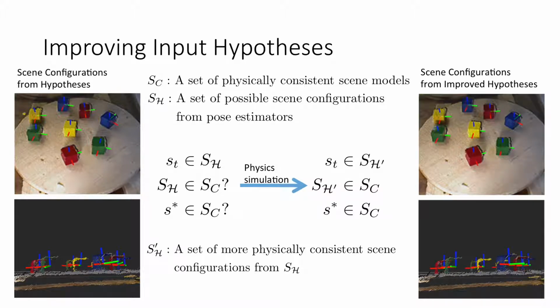Instead, we'll first try to improve the input scene configurations by simulating scene hypotheses in a physics engine to eliminate collisions while applying gravity to improve all object stabilities and applying guiding forces to maintain the scene model consistency with the input data. This procedure will generate a new set of hypotheses S_H' that contains a set of more physically consistent scene configurations, which is then used to estimate the best scene model.